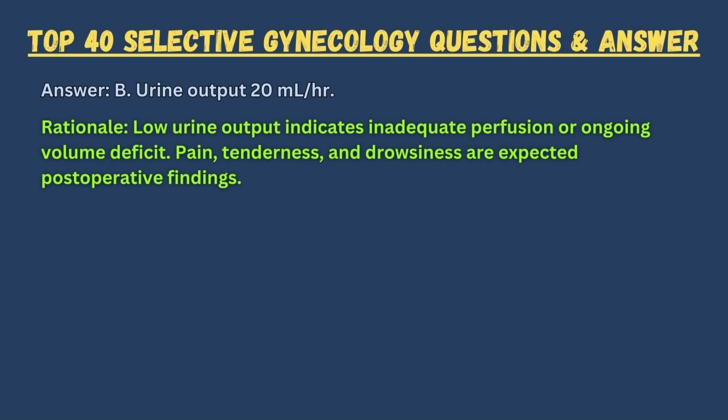Urine output 20 milliliters per hour. Rationale: low urine output indicates inadequate perfusion or ongoing volume deficit. Pain, tenderness, and drowsiness are expected post-operative findings.